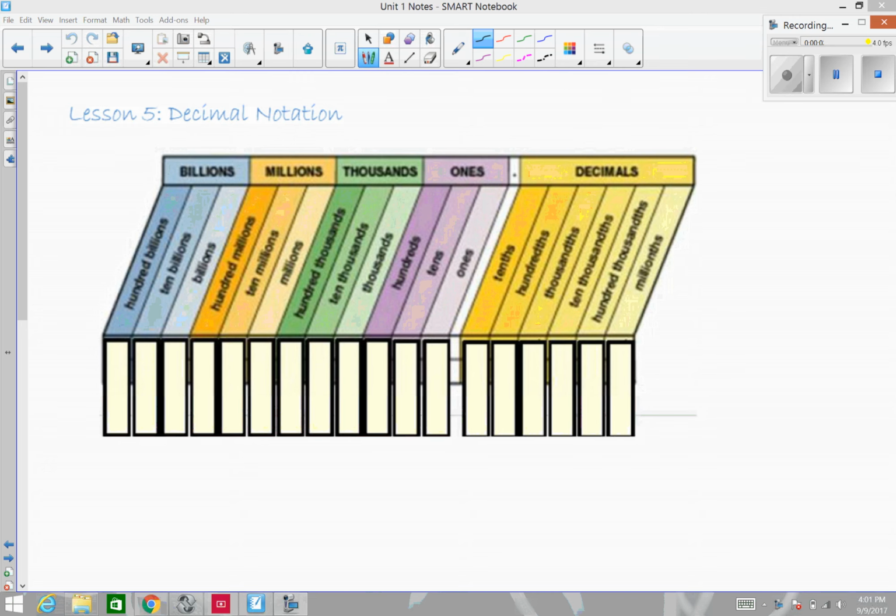Hello everybody. Today we are going to look at decimal notation. That means that we want to start by looking at the way decimal numbers are written and what that means. So I want to start out with this chart that you've got in your notes, and we want to notice where the decimal point is. And I'm just going to highlight that there in this red.